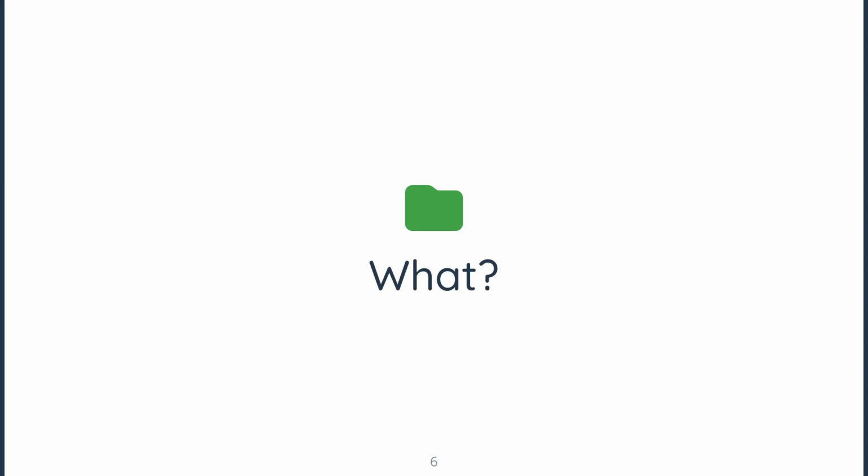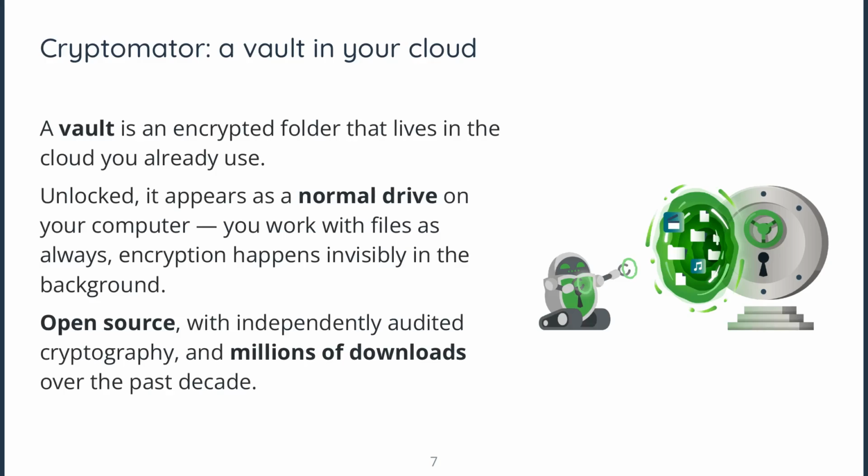Now that we've established why protecting your cloud data is important, let's move on to what Cryptomator vaults are and what Cryptomator Hub adds to them. A Cryptomator vault is simply a folder. But this folder is special as it only contains encrypted data. The main use case is to store the vault in the cloud you already use, but it can actually be stored anywhere on your device.